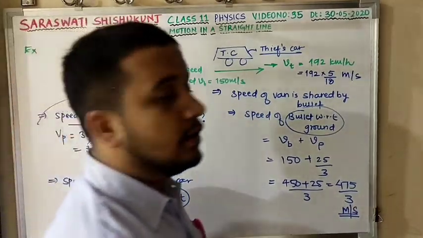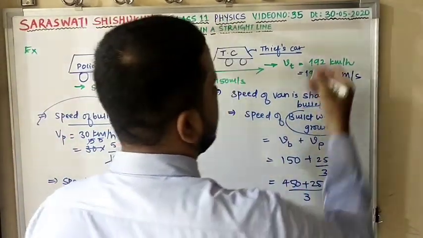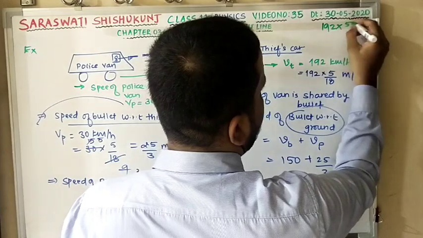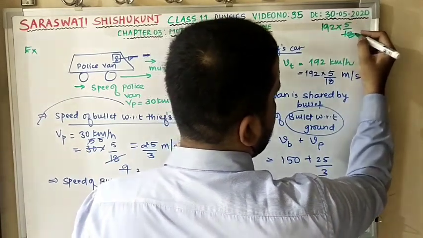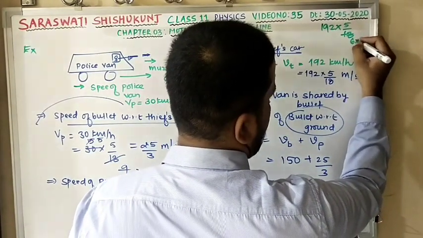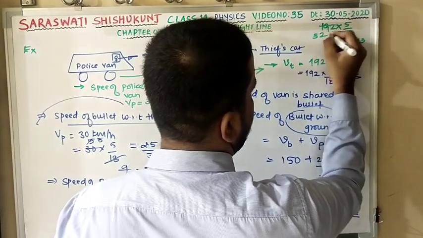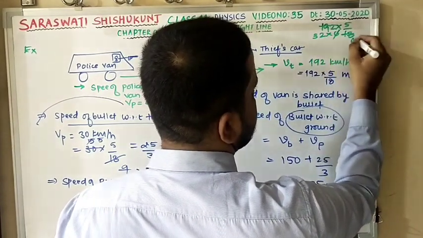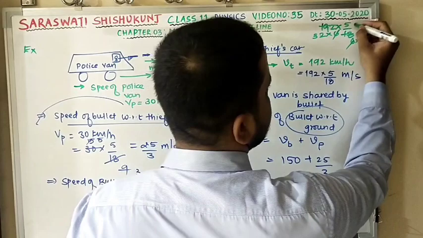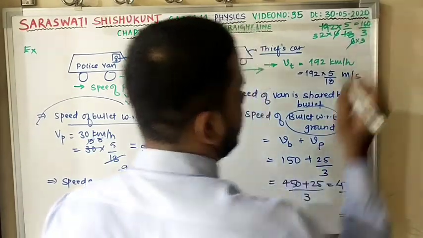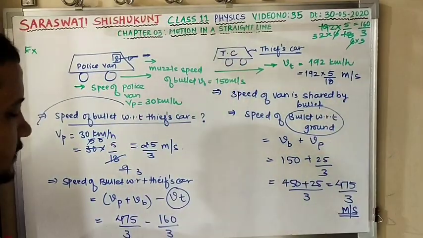Tell us. See over here. 192 into 5 by 18. Yes, this is nothing but what? 6 3s are 18. This is 32. 6 is 6, cut. 32 5s is what? 160 by 3. Is this clear? So I just converted it to 160 by 3.